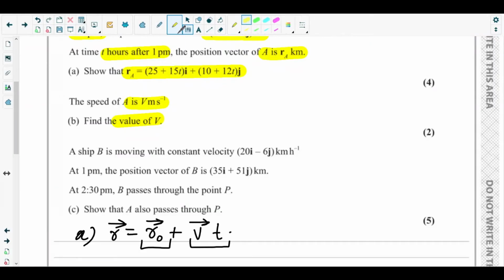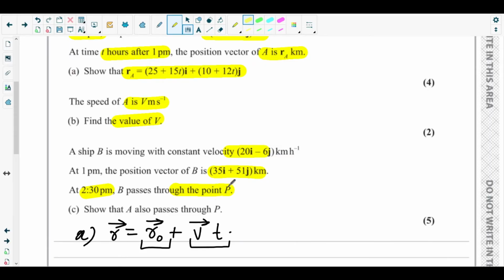Okay, before part C, they are saying a ship B is moving with constant velocity 20i minus 6j kilometer per hour. Ship B, this is another ship which is moving with constant velocity. The velocity is given as 20i minus 6j kilometer per hour. At 1 p.m., the position vector of B is 35i plus 51j kilometer. So the initial position vector of ship B is 35i plus 51j kilometer. At 2:30 p.m., B passes through the point P.